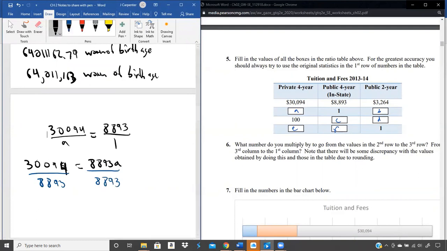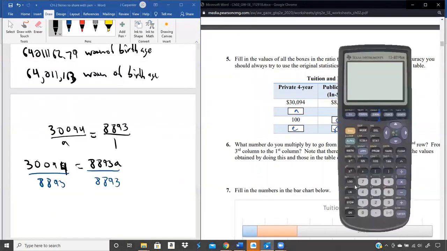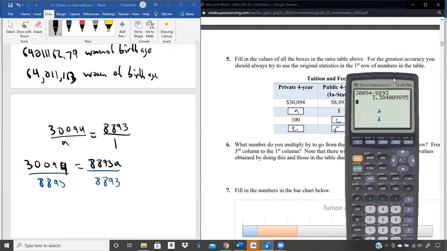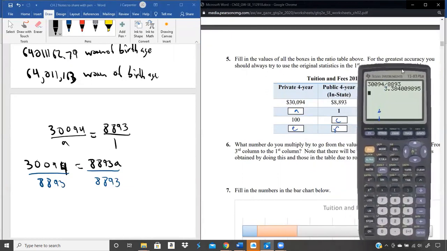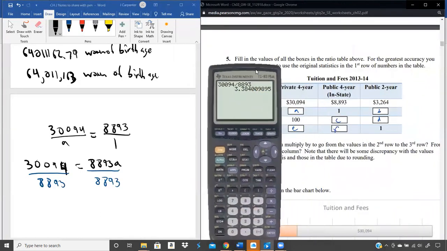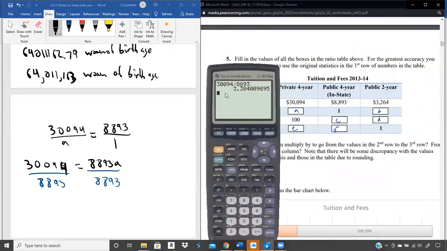And we ultimately get, calculator, I don't know why I have to do that sometimes. It's clear. 30,094 divided by 8893, 3.38, blah, blah, blah. Now they didn't tell us how many places to round to. You can choose to round to 2, you can choose to round to 1, it's up to you. Sorry for the little ink over there, I just don't want to remove those. I'm going to round to 1 decimal place for this one. You could certainly round to 2.